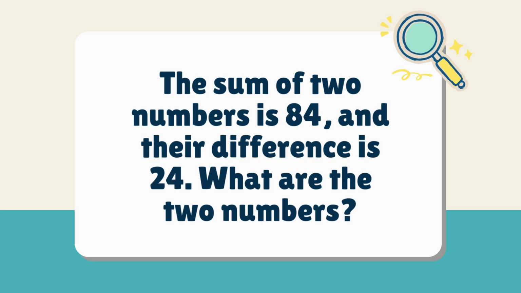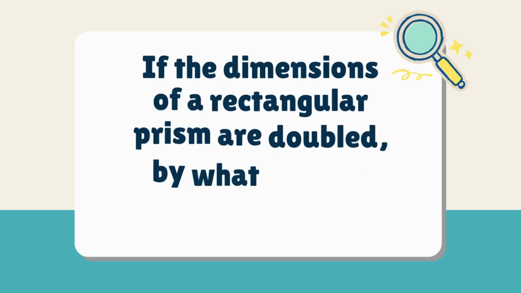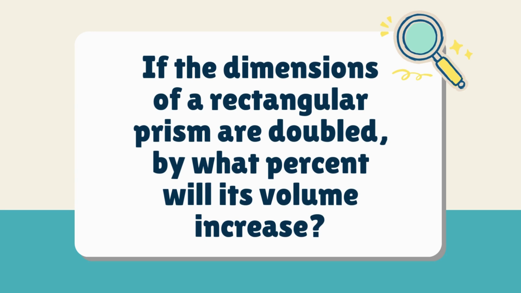Time's up. The correct answer is 54 and 30. Next question. If the dimensions of a rectangular prism are doubled, by what percent will its volume increase? Your timer starts now.